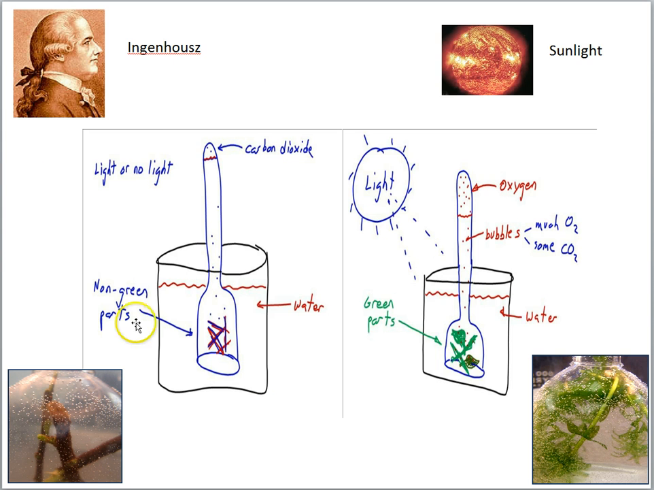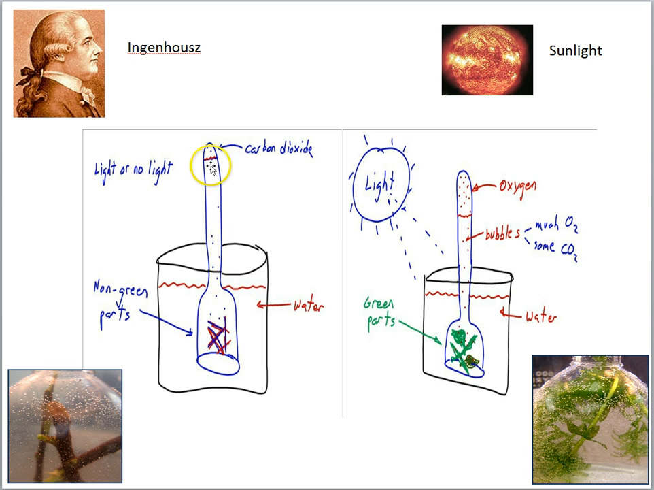growth. In the 1700s, a guy by the name of Ingenhousz set up the following apparatus. Now, this is a beaker full of water, and he's got this kind of bell with a tube on it here, and he's going to fill it with water and then invert it. So in the beginning, the whole tube is filled with water, and in the bell part of it, he's going to put the non-green parts of plants in it.